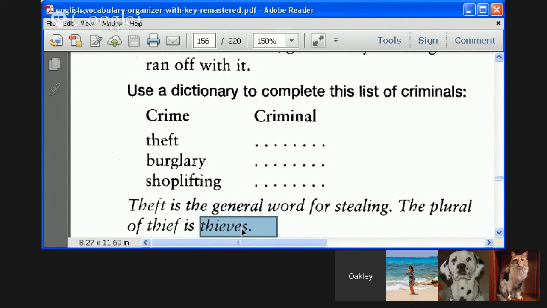This is common with words that end with F. The plural uses a V, V-E-S, like loaf, loaf of bread, loaves of bread, one wife, two wives, life, lives, knife, knives. Very common. Okay, Max. Who commits a burglary?